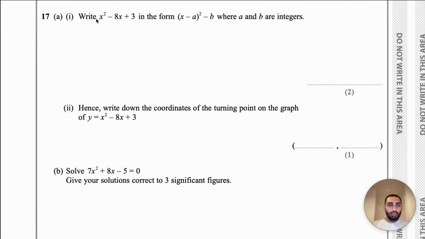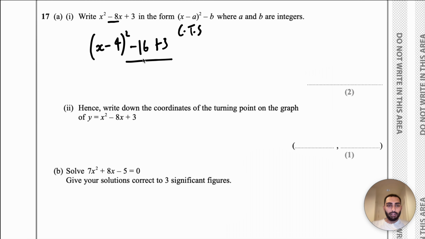Question 17. Write x squared minus 8x plus 3 in the form x minus a squared minus b, where a and b are integers. If you see something like this, that means we're completing the square. We're going to half this term here first. So we're going to have x minus 4 in brackets squared. And whatever 4 squared is, we're going to take that away because right now, if we expanded this out, we would have an extra plus 16. So we want to take away 16. And we've still got this plus 3.